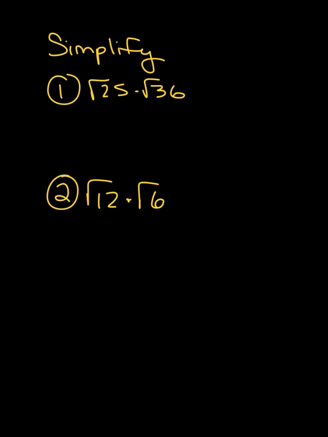Now I'm going to look at some multiplication with radicals. So in number 1, I have the square root of 25 times the square root of 36. Now both of these are perfect squares, so I'm just going to simplify that first. Square root of 25 is 5. Square root of 36 is 6. So I get 5 times 6, which is 30.